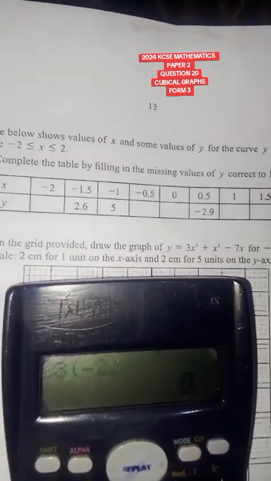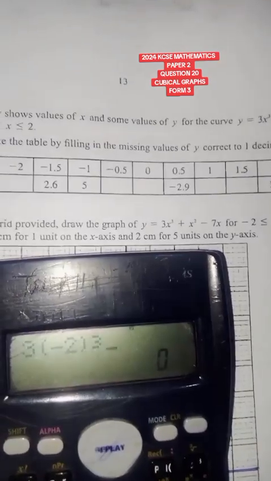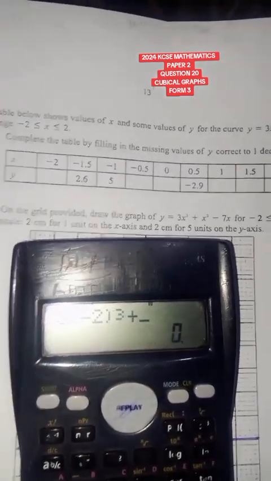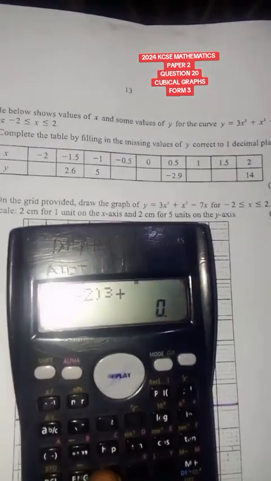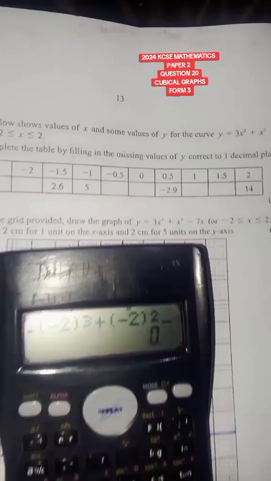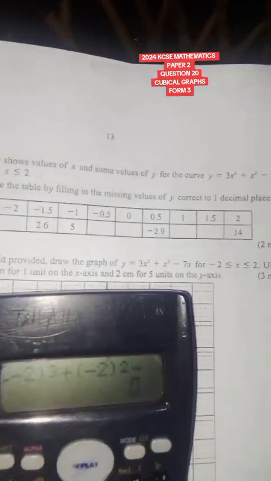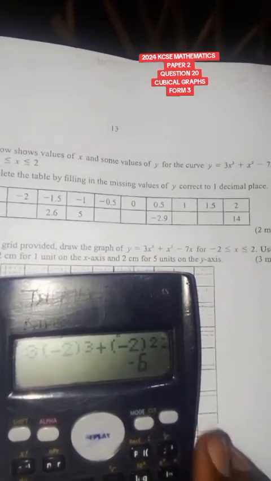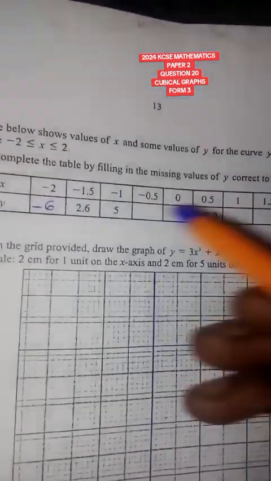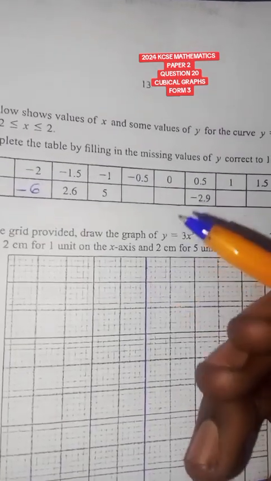We are going to replace in this equation where we see x, you're going to put negative 2. So it is 3 in bracket negative 2 cubed. Then we add x squared, which is negative 2 squared. Make sure you put the brackets. Then minus 7 times negative 2. Therefore, the first answer was negative 6. Applying the same format, you can still write negative 6.0, no problem.